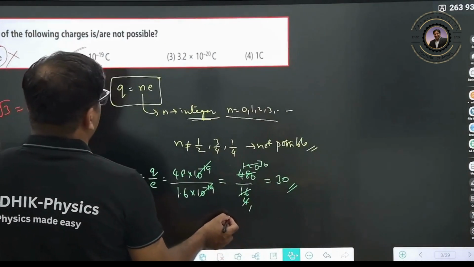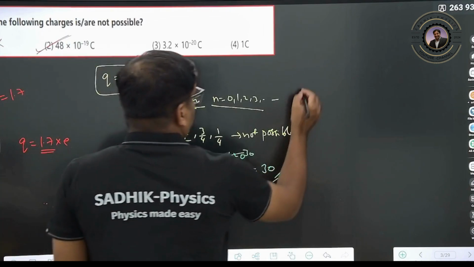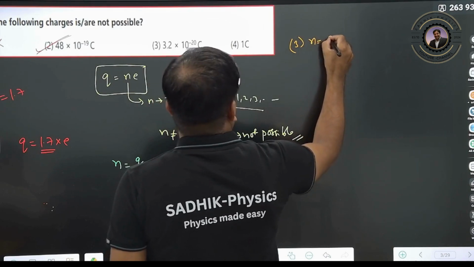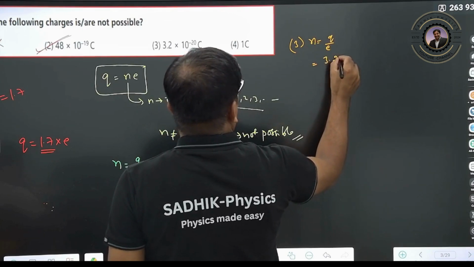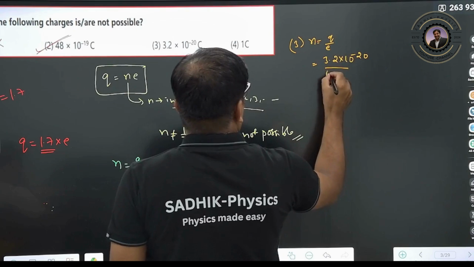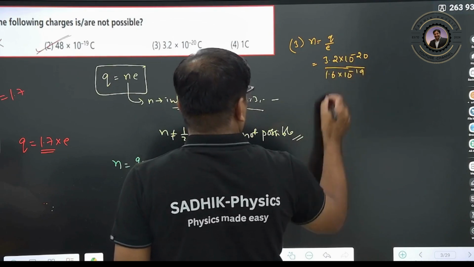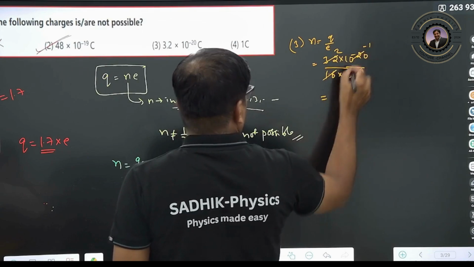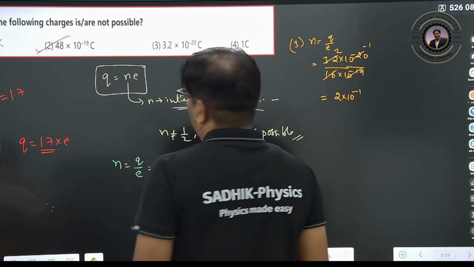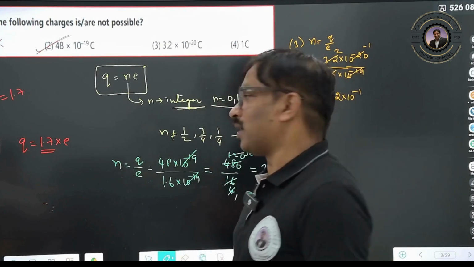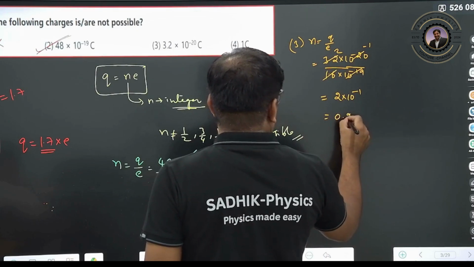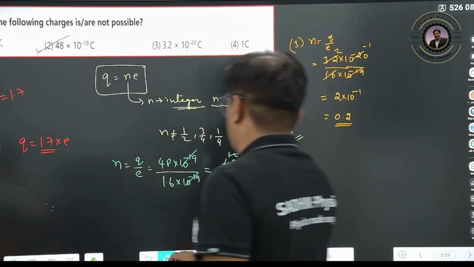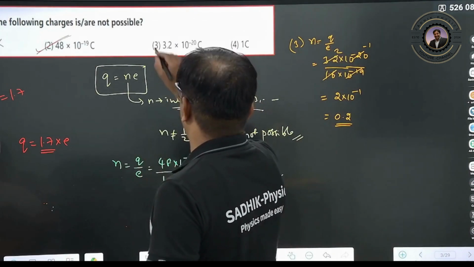Now let us see whether 3.2 is possible or not. So here, the third one: n is equal to q by e. So 3.2 into 10 to the power of minus 20, divided by 1.6 into 10 to the power of minus 19. Therefore we get 2 times 10 to the power of minus 1, that is 2 into 10 to the power of minus 1. Most of the students will think that this is possible because 2 is there. Why not? Because it is 0.2, and 0.2 of an electron is not possible. So therefore this charge is not possible.